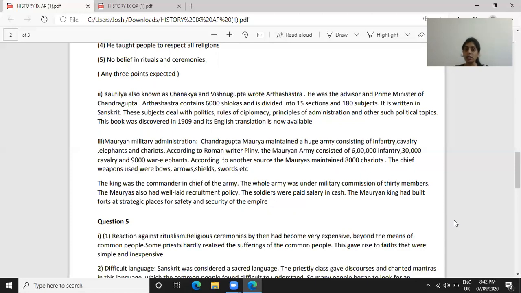And the last point, the Mauryas also had a well-laid recruitment policy. The soldiers were paid salary in cash. The Mauryan king had built forts at strategic places for safety and security of the empire. If you have mentioned the 4 points correctly, give yourself 4 on 4. With this, we complete the question number 4.